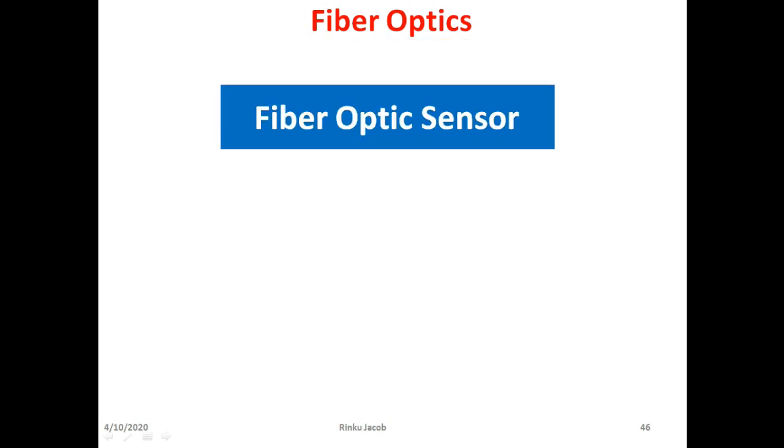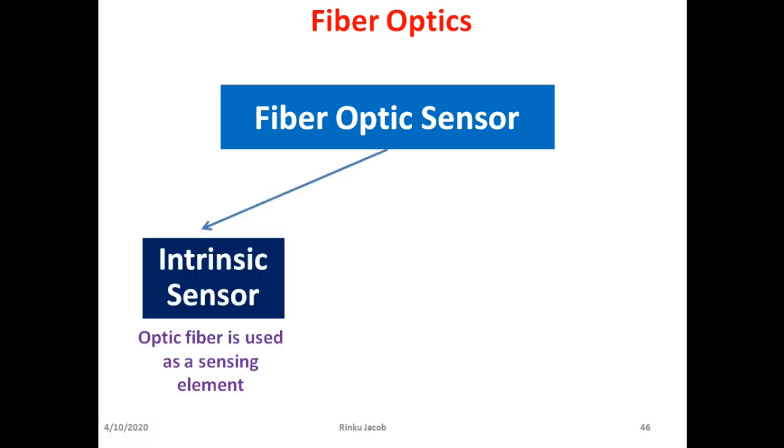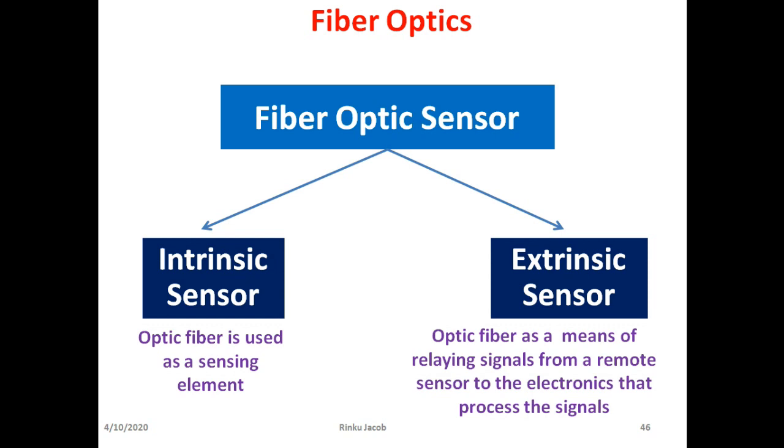Now we discuss the optic fiber as a sensor. For that, we classify the fiber optic sensors as two types. One is the intrinsic sensor, where the optic fiber is used as a sensing element. The other is the extrinsic sensor, where the optic fiber is not directly used as a sensing element, but it is used as a means of relaying signals from a remote sensor to the electronics that process the signals for the sensing purpose.